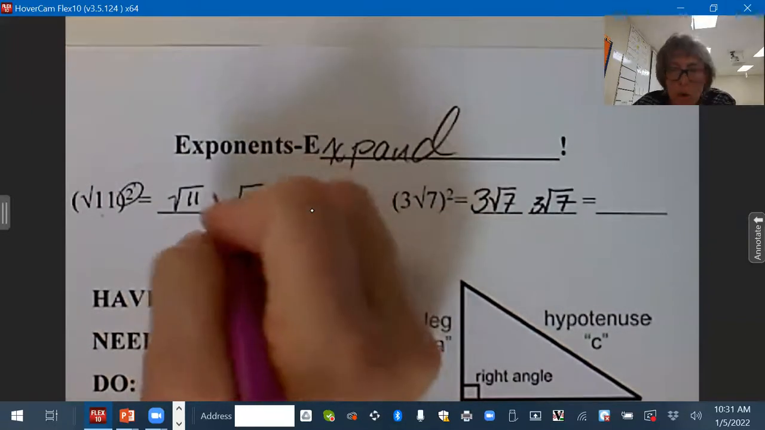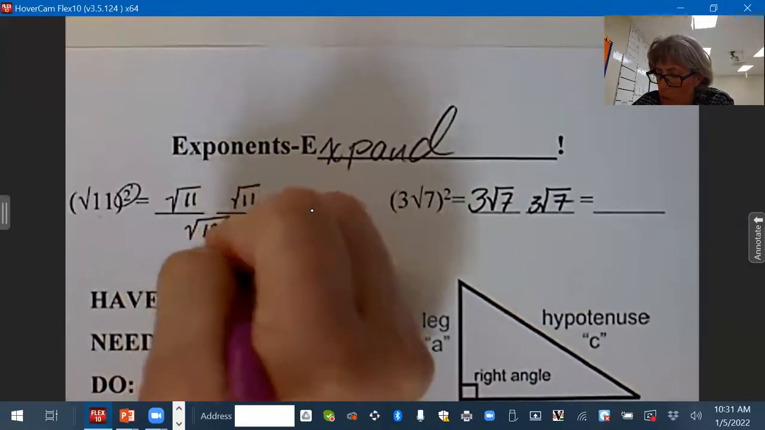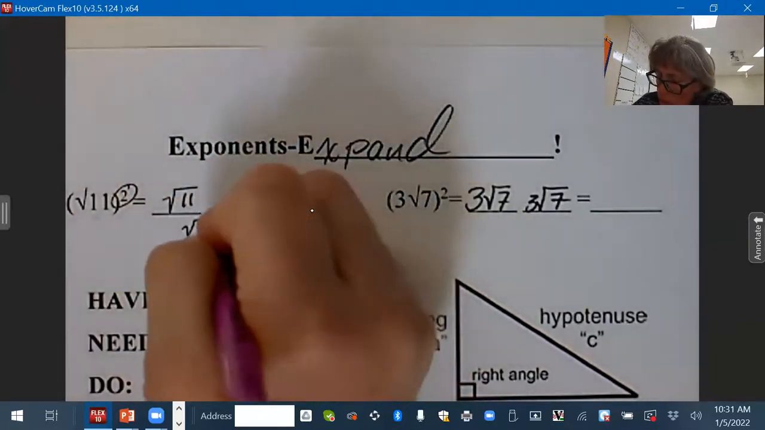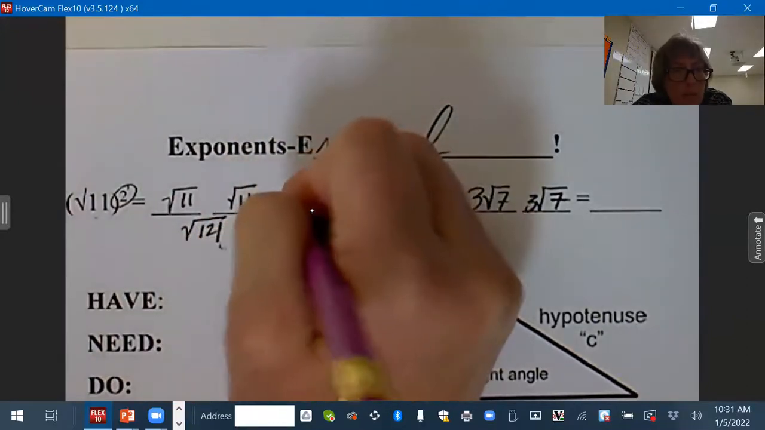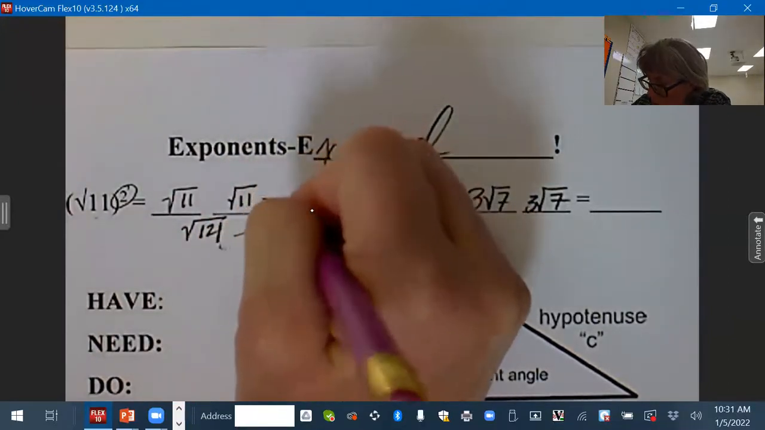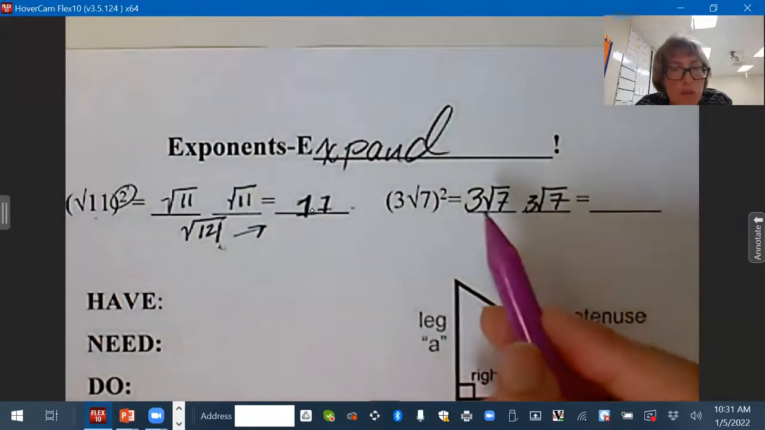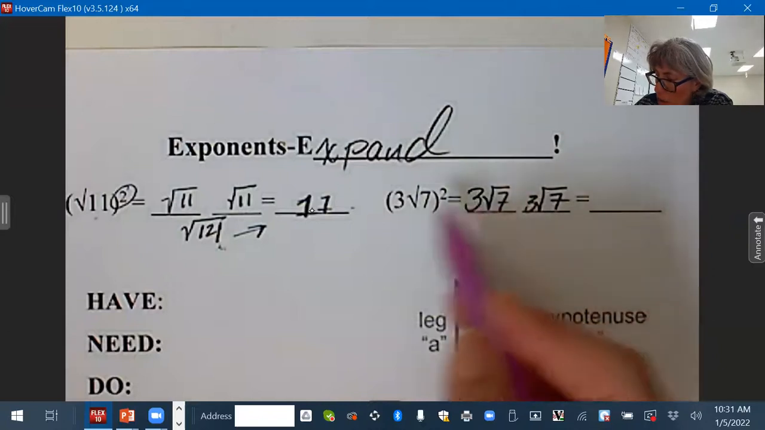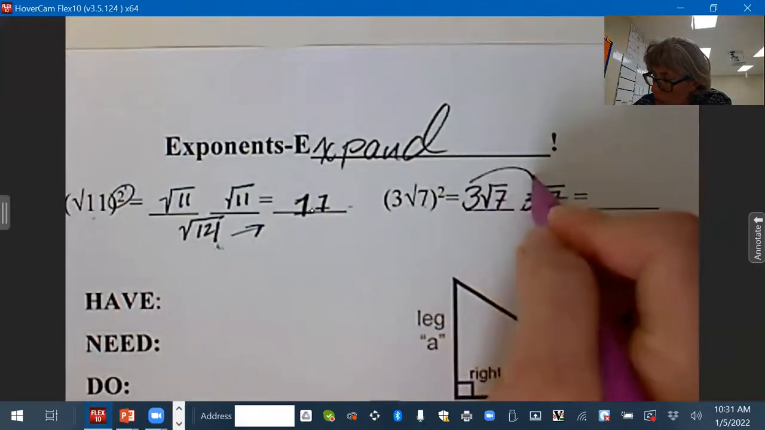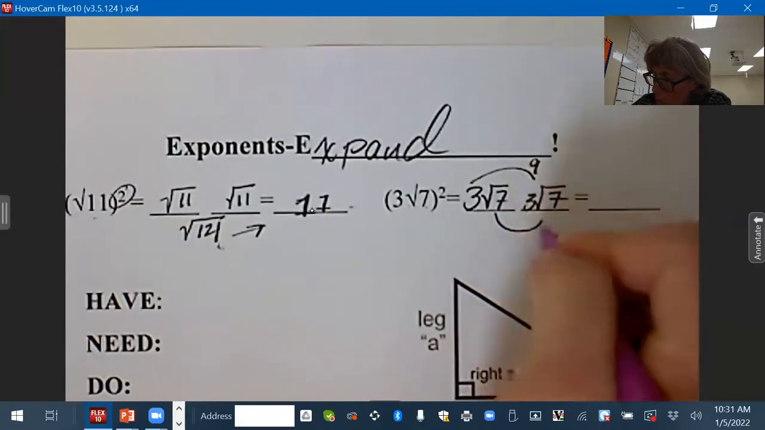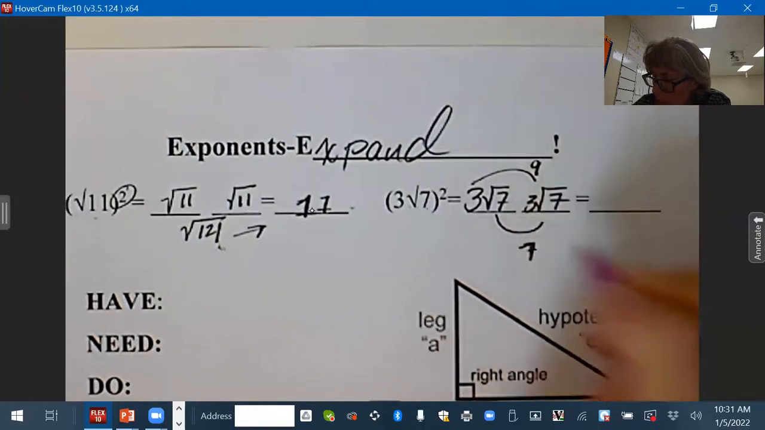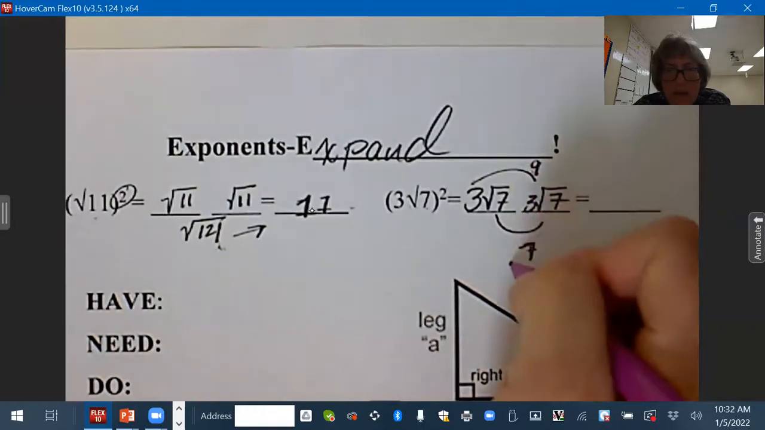Root 11 times root 11 would technically be root 121, but that's perfect. So root 11 times root 11 is simply going to be 11. Any radical times itself is just the number on the inside. 3 root 7 squared is 3 times 3. Root 7 times root 7, which is just 7. 9 times 7.